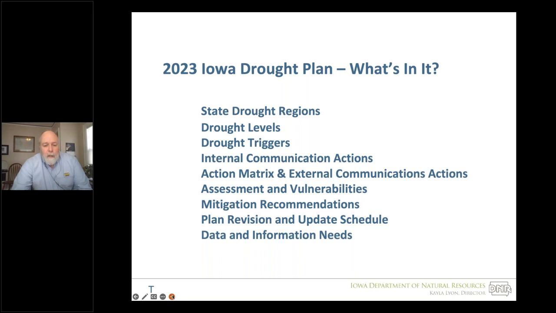There's a section on vulnerabilities that was put together by Homeland Security. We tried to identify regions and industries and sectors that were particularly vulnerable to drought. There are some mitigation recommendations. Our hope is that we can use this plan to get local utilities and governments to think about mitigation efforts ahead of time, to be doing some things that can prepare us to better respond to drought. And there's a section in the drought plan on updates and plan revisions, and we've identified some additional data and information needs that we'll talk about here in a minute. Next slide.